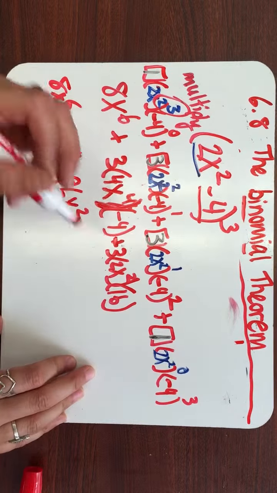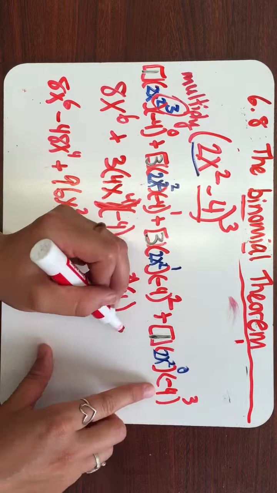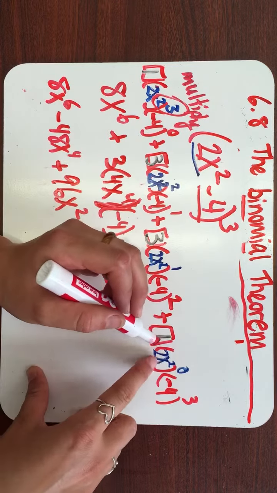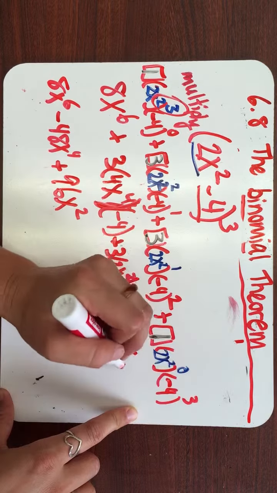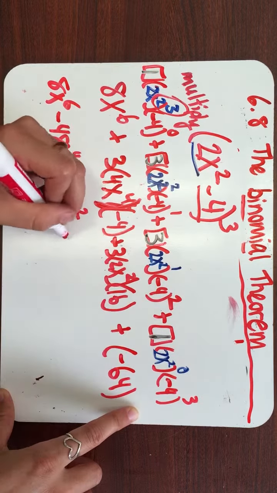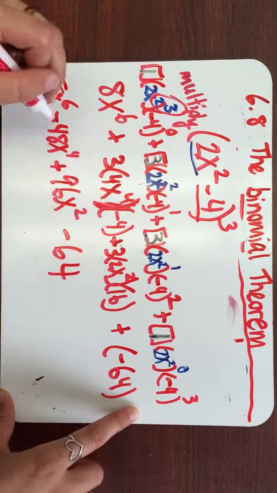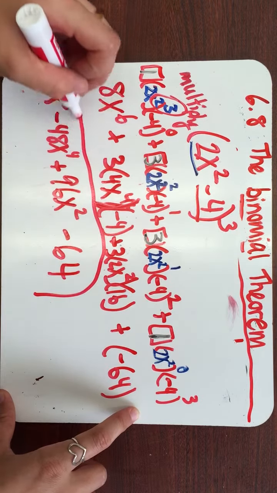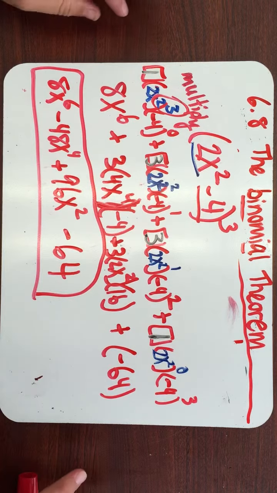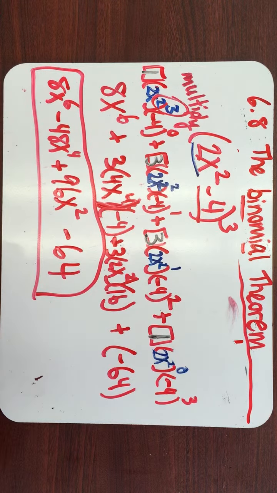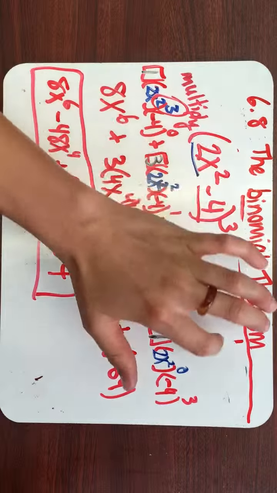X squared. And then this one's pretty easy because this will cancel. Anything to the 0 is a 1. And then we have negative 4 to the 3rd is a negative 64. So we'll just bring that down here. And this is using the binomial theorem with expanding our binomial rather than multiplying this out 3 times.